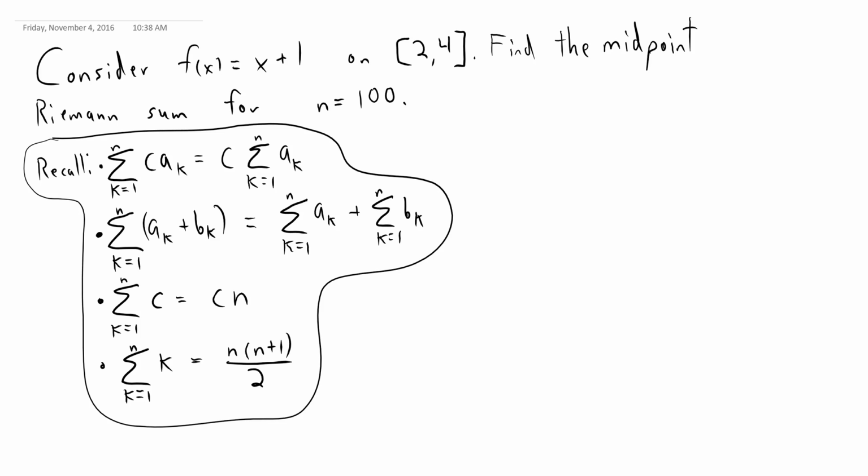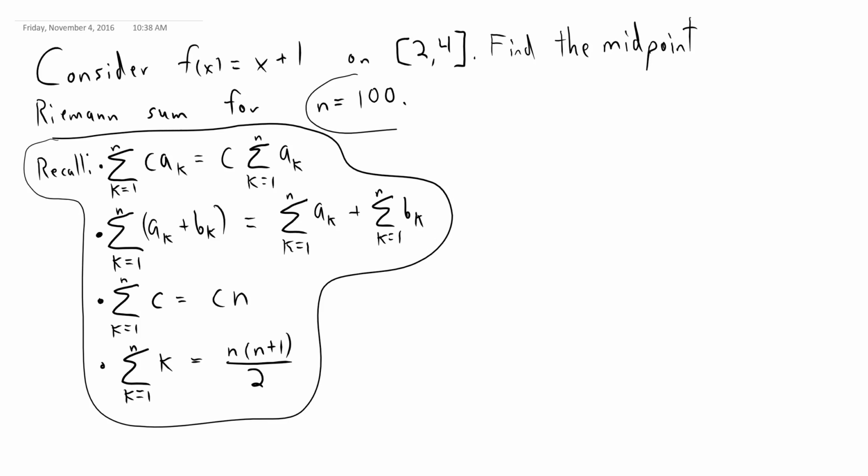So I have this problem prepared. It says consider f of x equals x plus 1 on the interval from 2 to 4, and we're going to find the midpoint Riemann sum for n equals 100. Yesterday's example, you'll recall, was something like n equals 8, and my last point of the day was probably that some of you might have done this without the use of sigma. So what's the benefit in sigma?